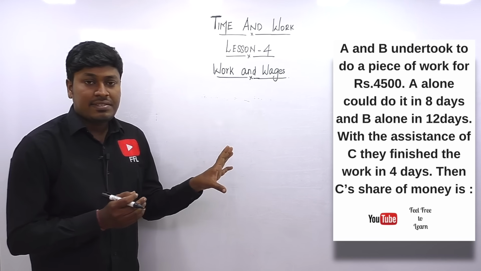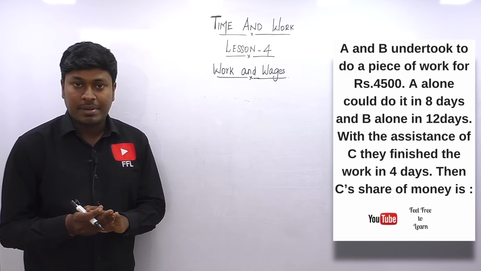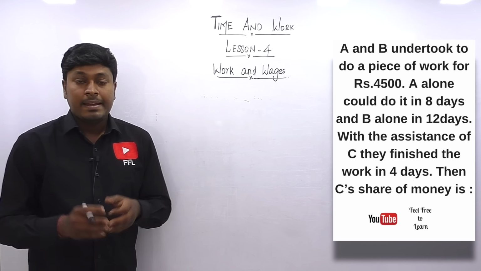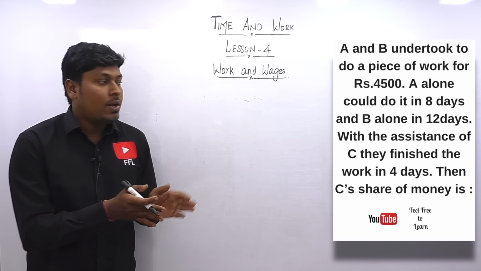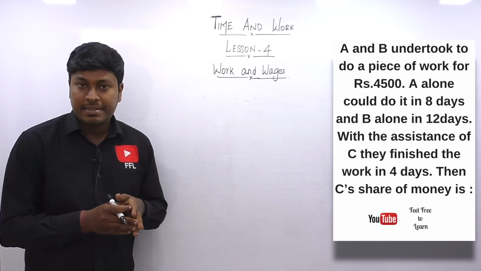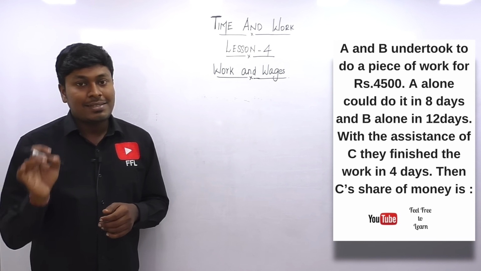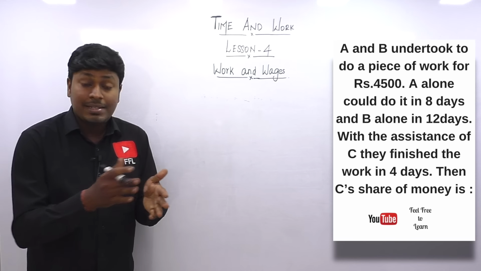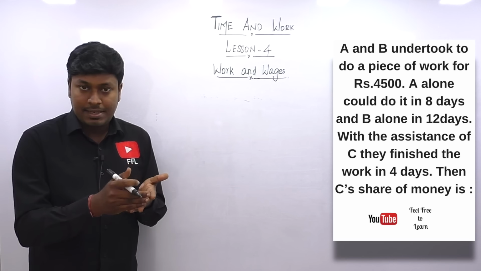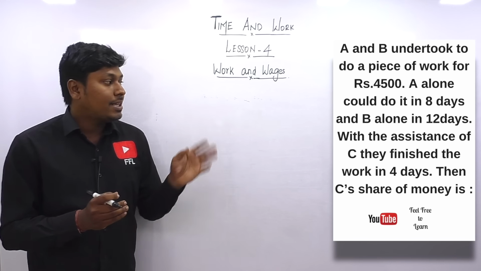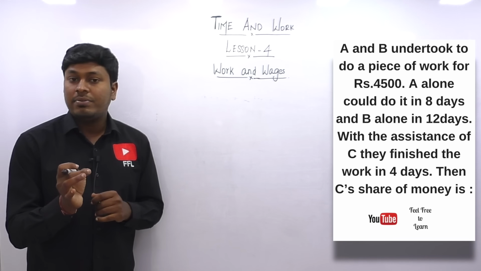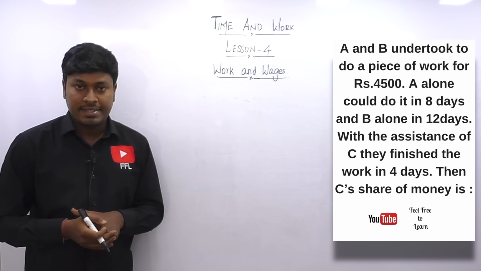So friends, easiest question, first of all understand the concept, right? A and B undertook a job for rupees 4,500, and the same job is done by A alone in 8 days. B alone can complete the same job in 12 days. With the assistance of C, that means all the 3 are working, A, B, C. If all the 3 are working, then the job gets completed in 4 days. By using this data, our target is to find the share of the person C.